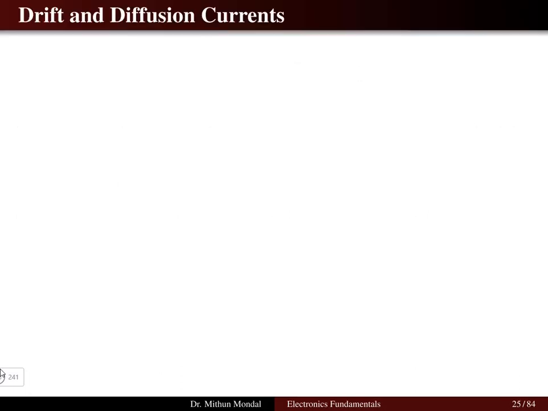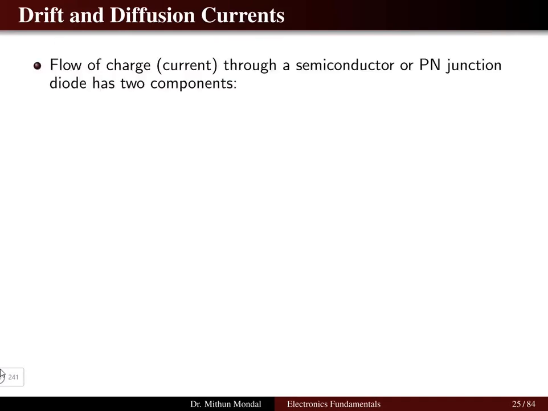Now we will see the semiconductor currents due to the drift current and the diffusion current. So the flow of charge current through a semiconductor or PN junction diode has two components. So when we talk about the current in the semiconductor, it is because of the two components. One is the drift current and second is the diffusion current. Now, what is the difference between the drift current and the diffusion current?